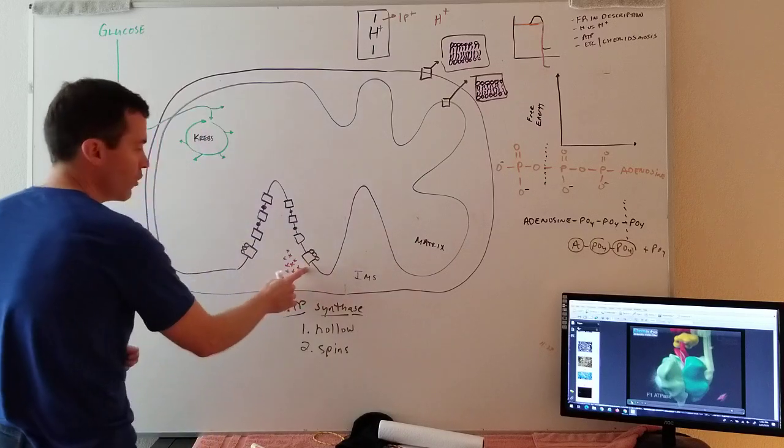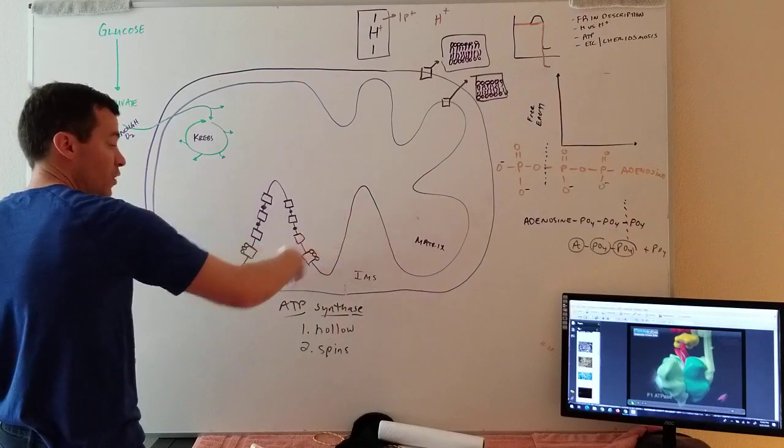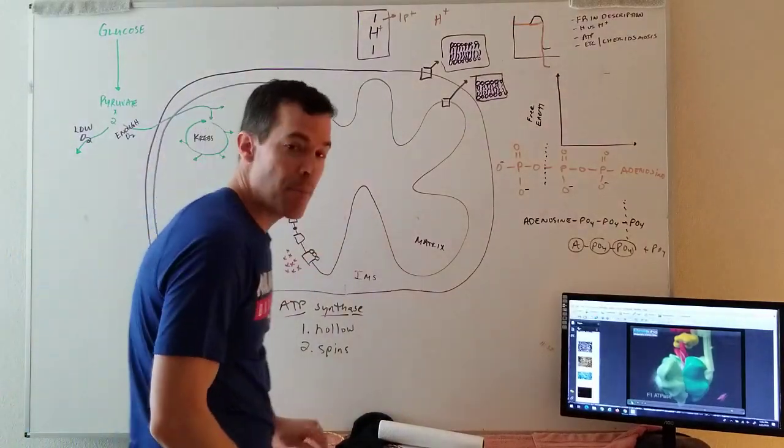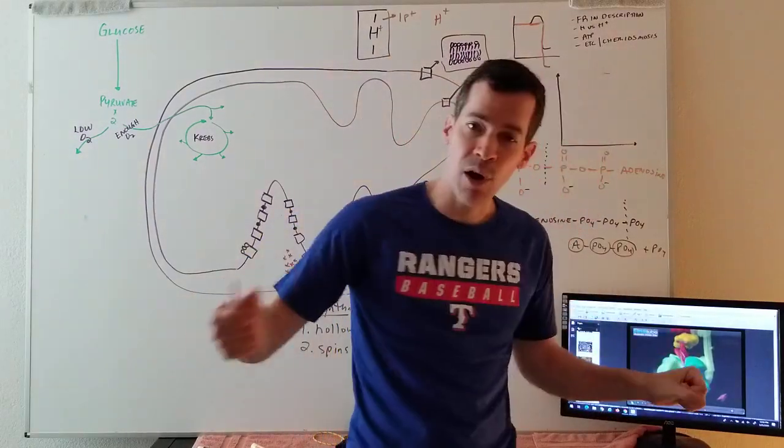I want them to flow from the intermembrane space out into the matrix. Because if they flow the opposite way, then I spin the opposite direction, and instead of building ATP, I break it apart.